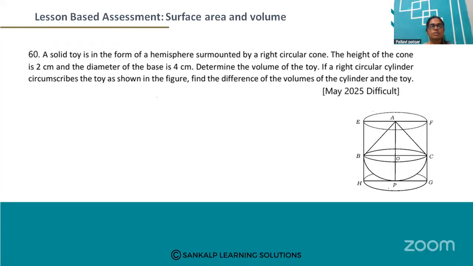Look at question number 60. A solid toy is in the form of a hemisphere surmounted by a right circular cone. The height of the cone is 2 centimeter and the diameter of the base is 4 centimeter. Determine the volume of the toy if a right circular cylinder circumscribes the toy as shown in the figure. Find the difference of the volume of the cylinder and toy.